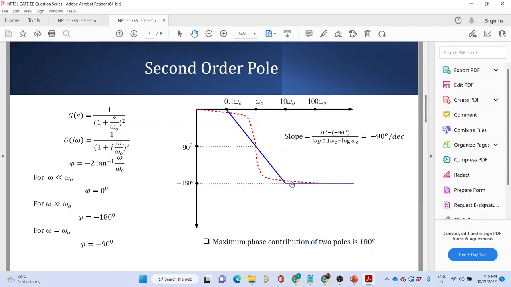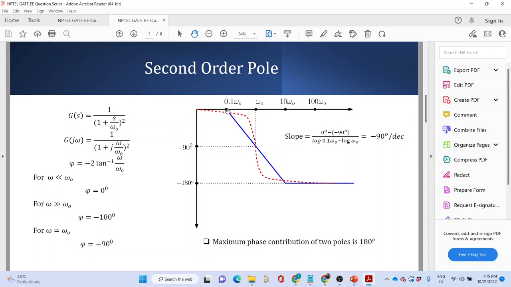Asymptotic Bode plot is an approximation. We are saying that when omega is far higher than this corner frequency, then the Bode plot would follow this curve. When omega is far less than omega 0, then our Bode plot would be following this part of the curve. So that is what we are saying.